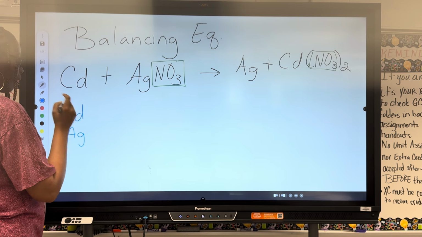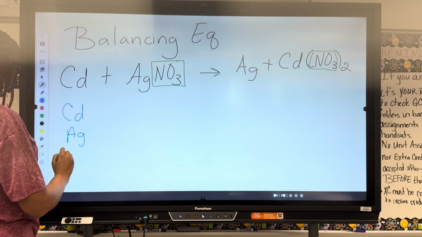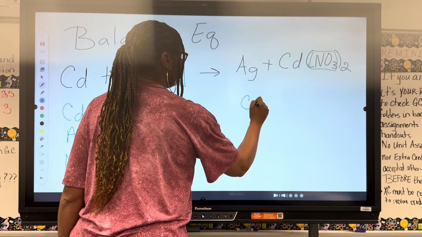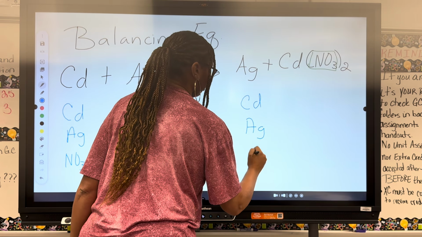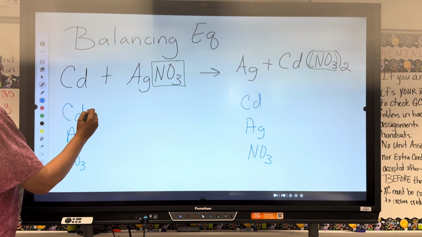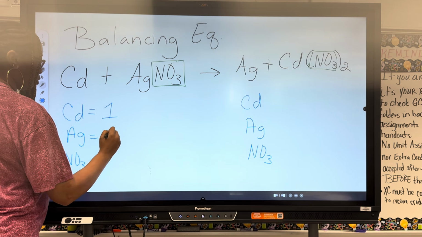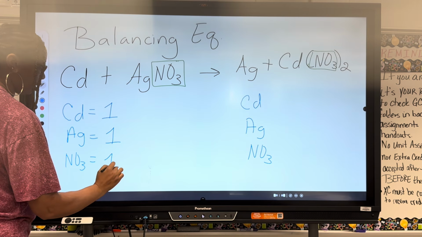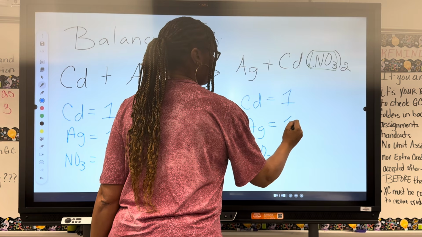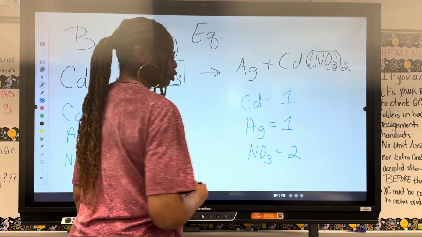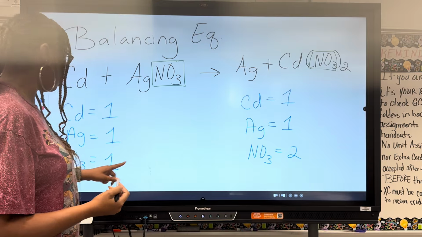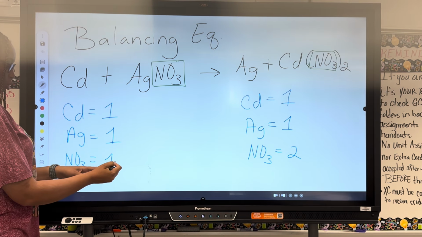So that means on my reactant side, I have cadmium, silver, and nitrate. I'm going to treat that as one piece. Over here, I'm going to put it in the same order. And then I'm going to identify how many of each of those things I have. So over here, there's one, and there's one. And over here, there's one, but then there's 2. So I have 2 nitrate ions on that side. So in order to make this even, that means I need to make 2 on this side.